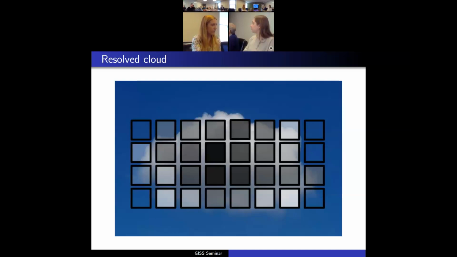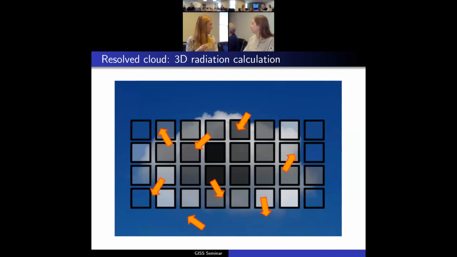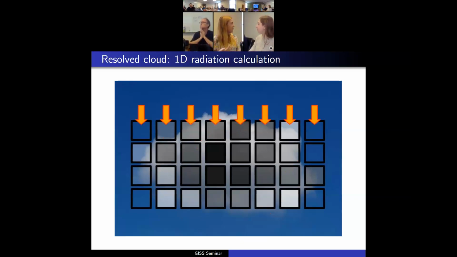When we perform this 3D radiation calculation, which we can afford for research purposes on such resolved cloud fields, it looks something like this. Our photons are able to propagate throughout the entire domain in all directions. And in the associated 1D radiation calculations, the photons are trapped in each individual column.